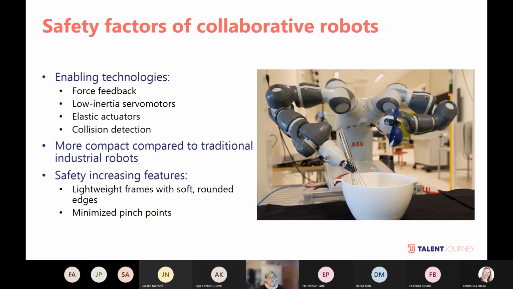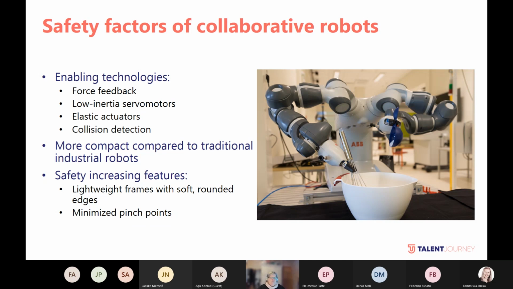Collaborative robots are thus designed to work together with a human in the same workspace. Such collaboration is made possible with technologies such as force feedback, low inertia servo motors, elastic actuators, and collision detection. It's a technology that limits their power and force capabilities to levels suitable for contacts. So you can contact with the robot, but it doesn't hurt you.